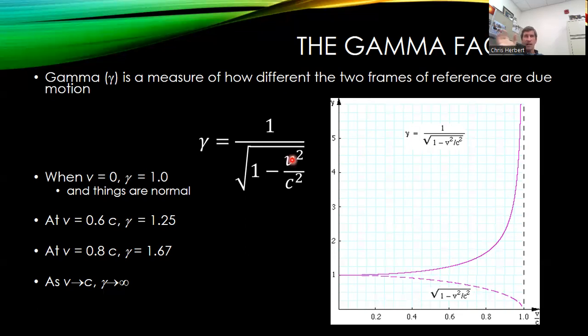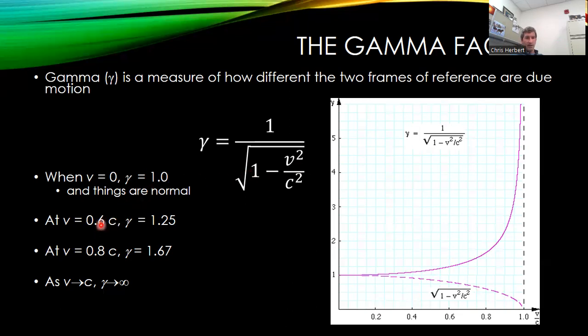In fact, if we plug in here, let's say 1% of the speed of light, 0.01, we square that, so that's 10 to the minus 2, that becomes 10 to the minus 4, times c squared. 1 minus 10 to the minus 4 is 0.9999. We take the square root of that, and it even gets close to 1. Gamma is basically 1, even for like 1% of the speed of light, which is really, really fast.